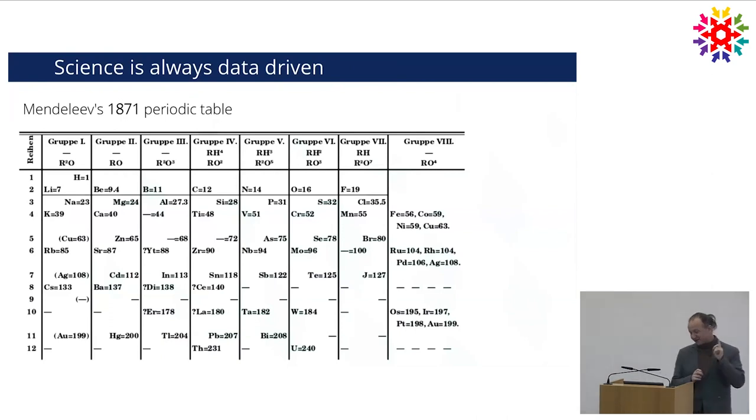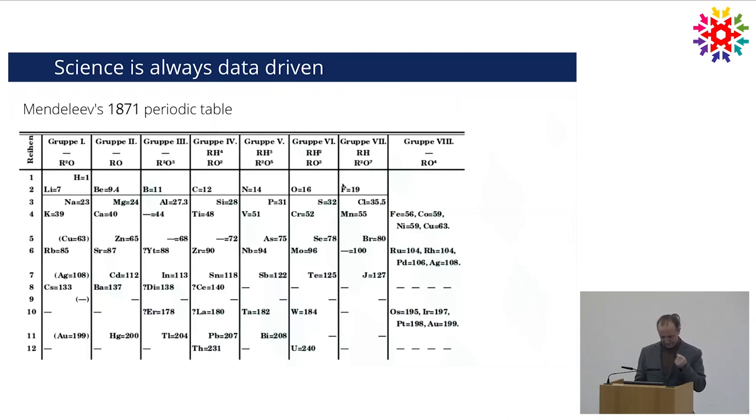The other typical example of data-driven science is Mendeleev's periodic table. I always like to put this, it's not really the first edition, it's the second edition of Mendeleev's original table, just to show the insight that Mendeleev had. So he was putting elements known at that time, in 1871, grouped by the stoichiometry of reaction with oxygen and hydrogen, and then ordered by the atomic weight. At that time, they knew atomic weight. Of course, Mendeleev and anybody at that time knew nothing about atomic number.